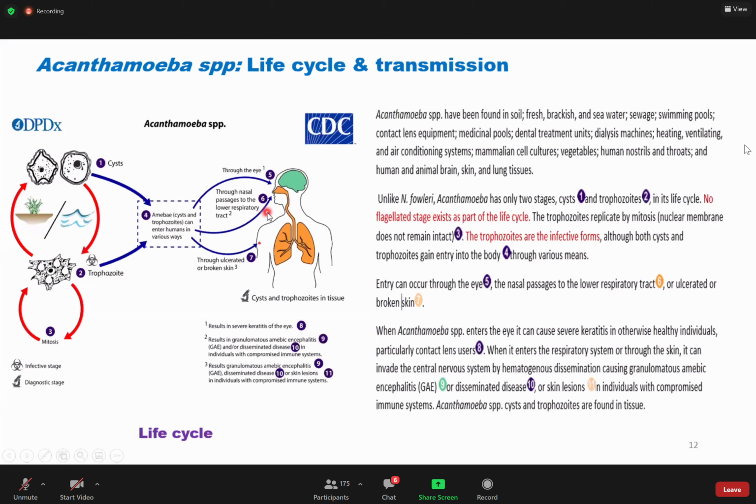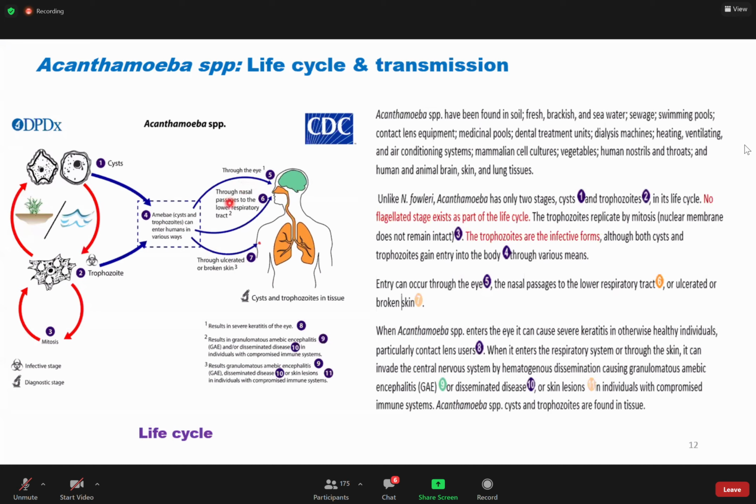But when humans now encroach into the environment by going to swim in the lake or in the stream, we may get exposed to both the cyst and the trophozoites, okay? And they can enter into humans through various ways. One is through the eyes. So you dived down and then you opened your eyes in the lake. That is offering the organism a portal of entry, if it is present there.